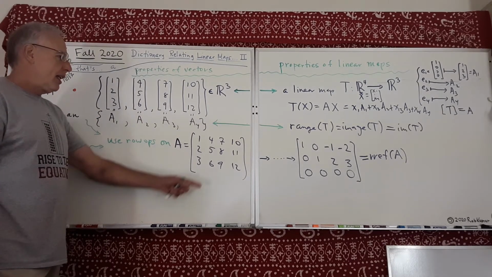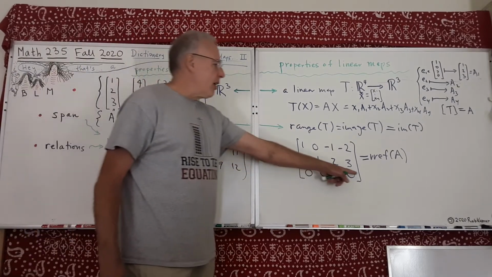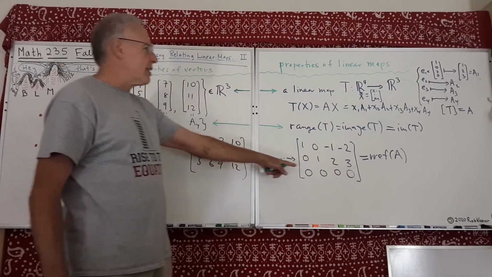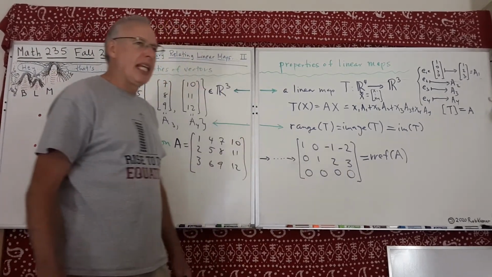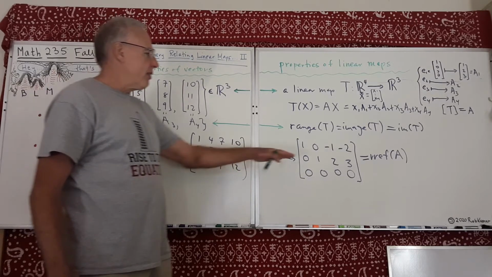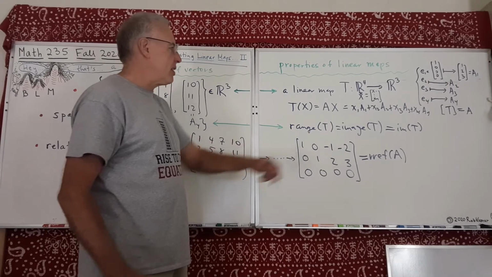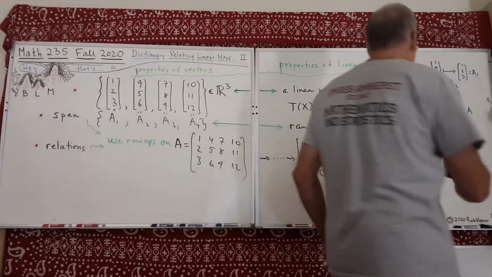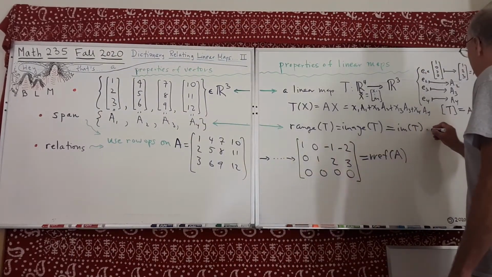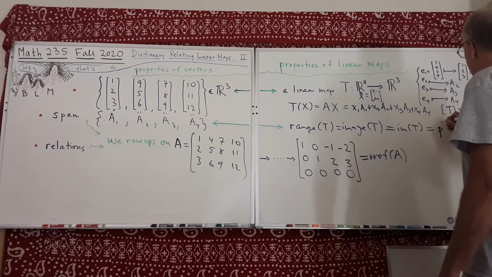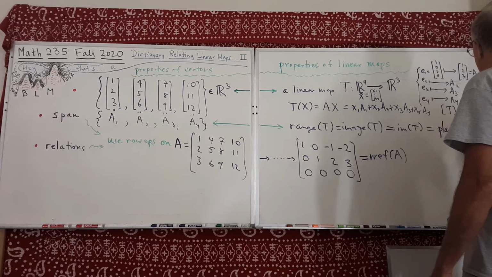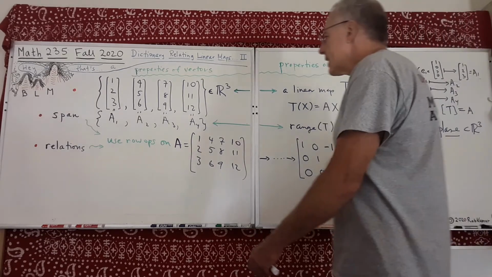Well, that row of zeros means that I can't always solve the equation AX equals B. In other words, the image is not all of R3. It's actually a plane in R3.